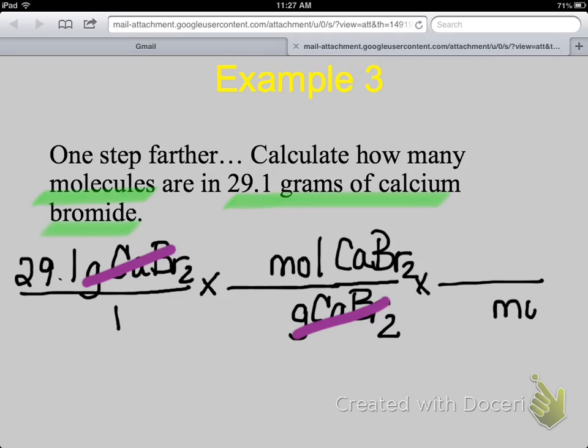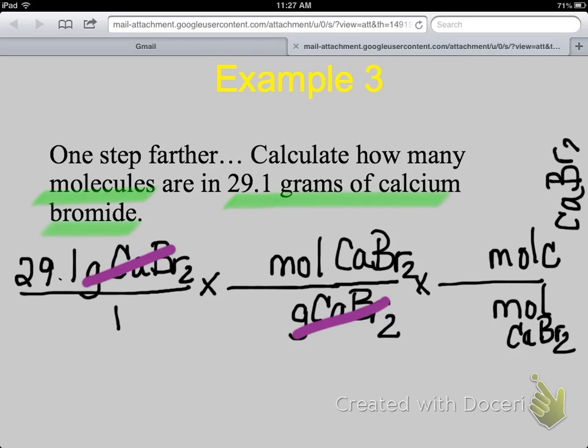We're going to go from moles. Ran out of space to put my CaBr2. Okay, and we are converting to molecules. So we're going to put molecules. Ignore my limited space, CaBr2. Okay. So this then will allow me to cancel out moles, and I'll be left with molecules. That's what I want to be left with, so we're good.